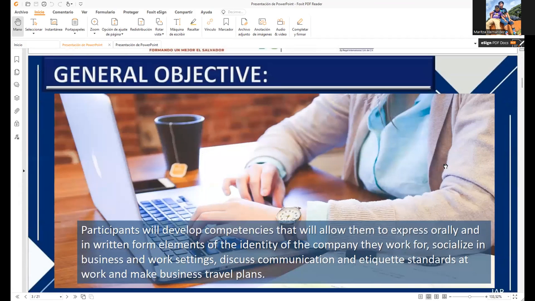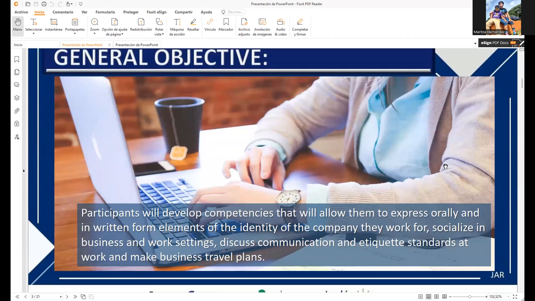The general objective is participants will develop competencies that will allow them to express orally and in written form elements of the identity of the company they work for, socialize in business and work settings, discuss communication and etiquette, standards at work, and make business travel plans.